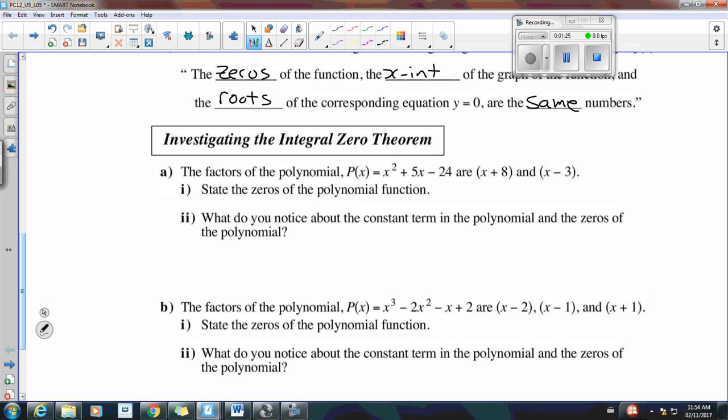It's already been factored for us, so we know the zeros are negative 8 and 3. What do you notice about the constant term of the polynomial and the zeros of the polynomial? The zeros are factors of the constant term.